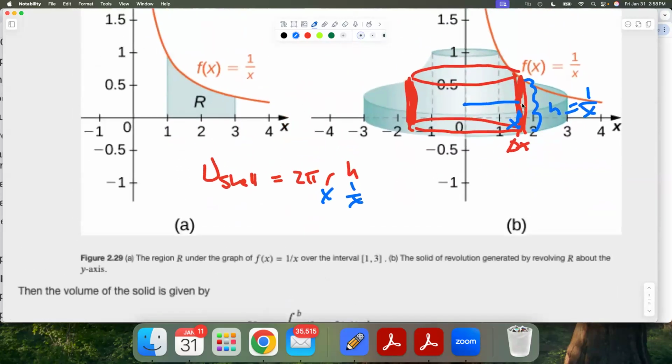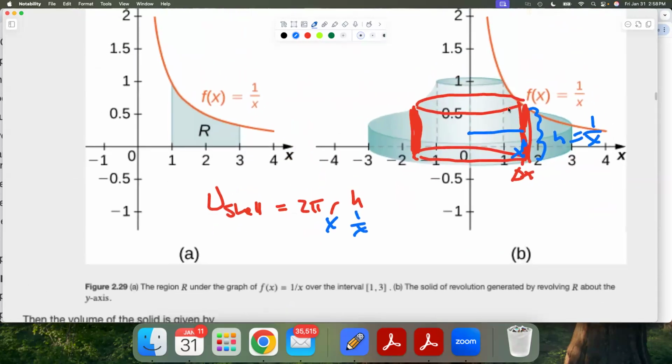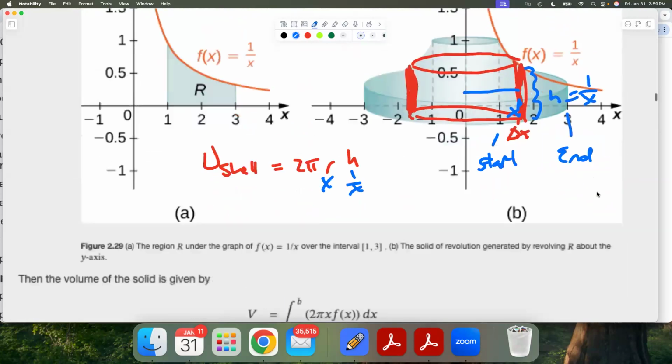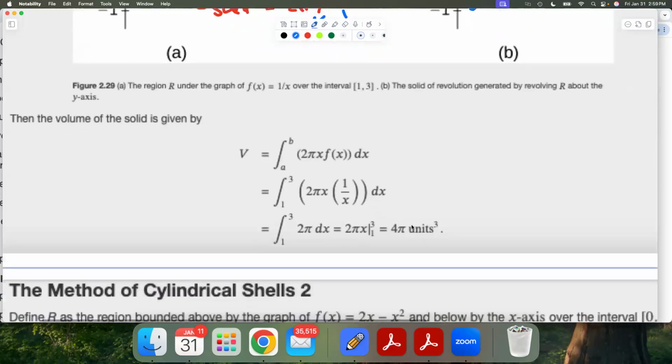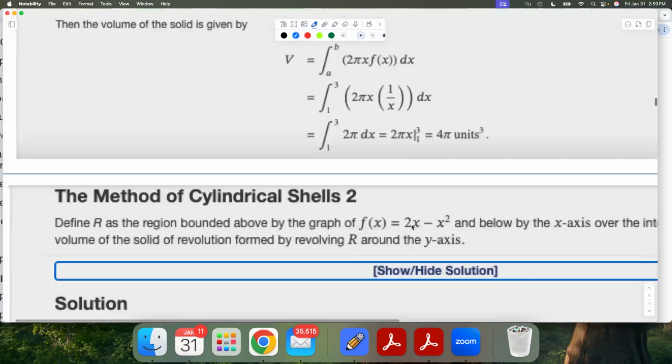Okay, when is this true? From here, this would be the smallest x. So here's my start, the smallest x where that is true, all the way out to here, the end, from 1 to 3. So we get the definite integral from 1 to 3, 2 pi r h dx. And then you can do this integral on your own, check and make sure you get that.